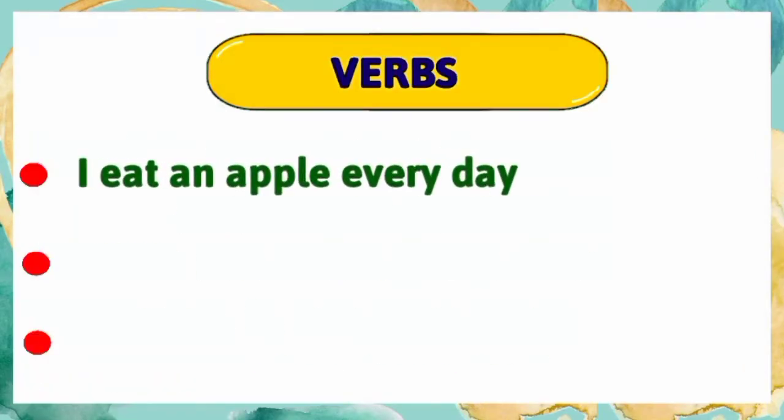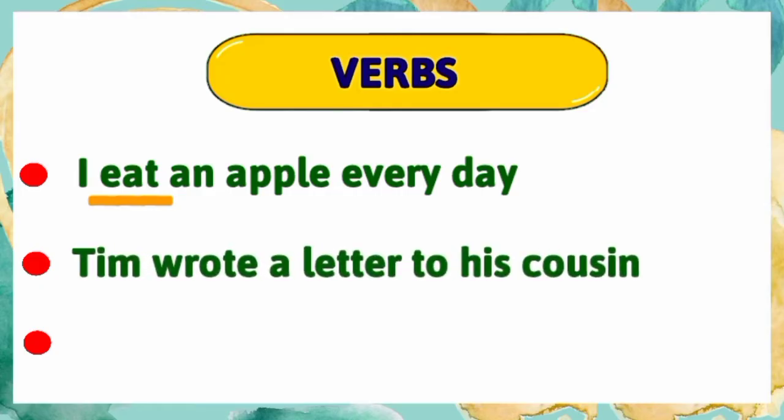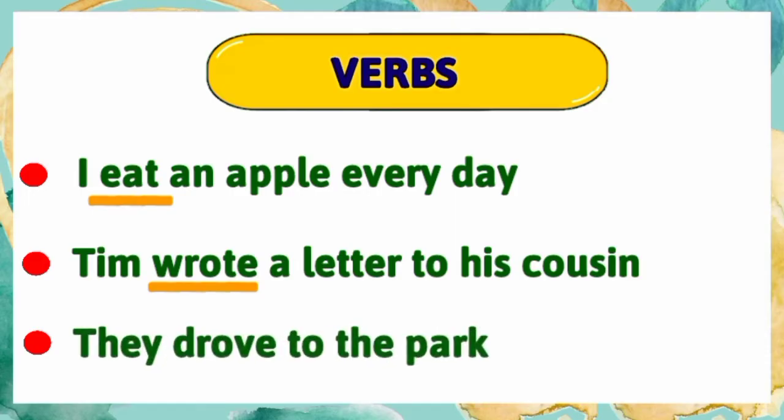Find out the verbs in the given sentences. I eat an apple every day. Here the action is eat. So eat is the verb here. Tim wrote a letter to his cousin. The word wrote here is the action, hence it is the verb. They drove to the park. The word drove is the action here, so it is the verb. All the actions present in the sentences are always verbs.